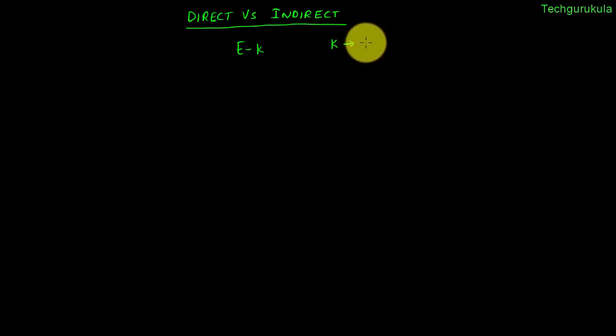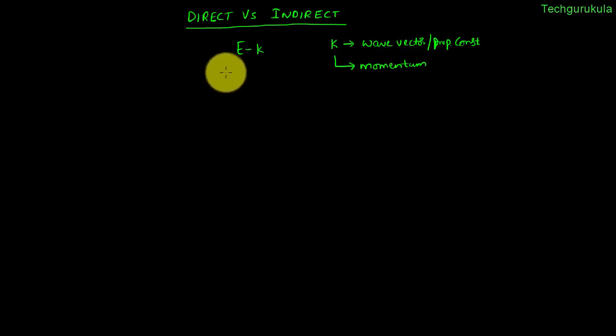So K is actually called the wave vector, or it is called propagation constant as well. Now, the discussion about K itself is beyond the scope of this course, so let's not worry about what K is. But the way I would like you to understand K is something that is related to momentum.